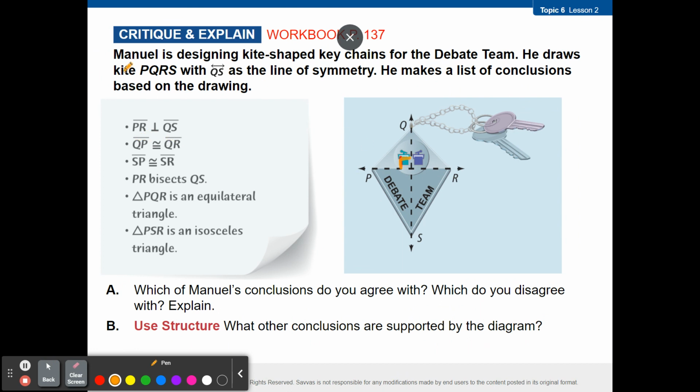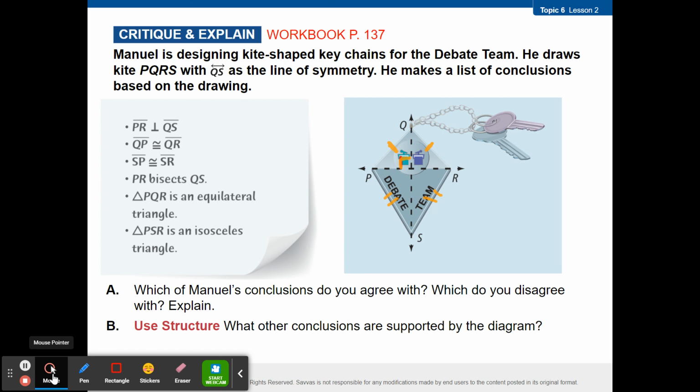QP is congruent to QR. So they're saying this is congruent with that. SP is congruent to SR. So this is congruent with this. Wait, wrong one. Sorry. Step it back. No, it's S. Oh, no, wait, I had the right one. Sorry. I did. And they're saying PQR is an equilateral triangle. So P to Q to R, they're saying this is equilateral. And PSR, so P to SR, is isosceles. All right, so the question here is, which of Manuel's conclusions do you agree with and which do you disagree with?